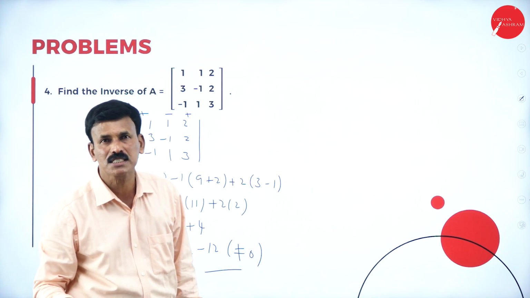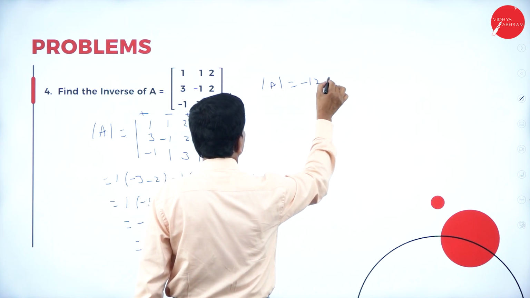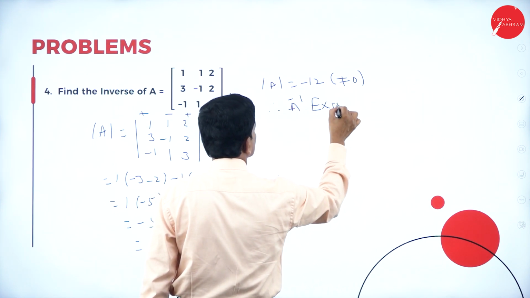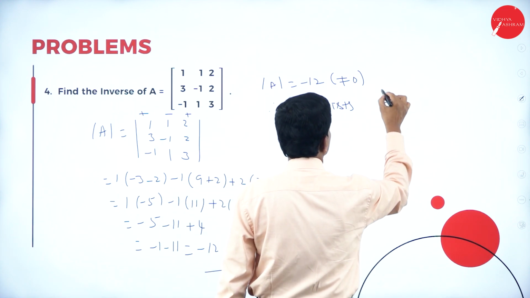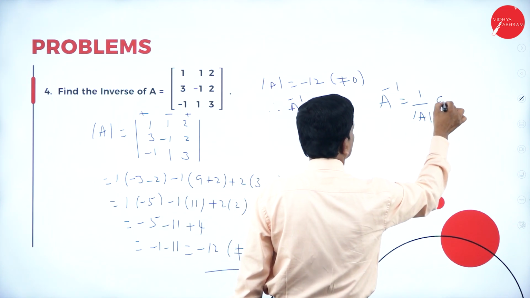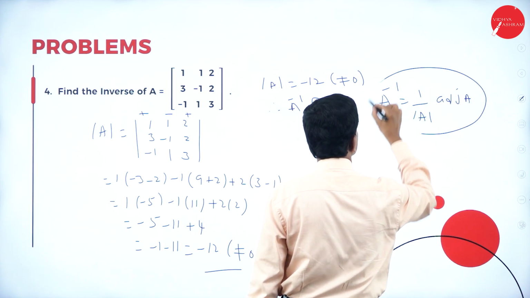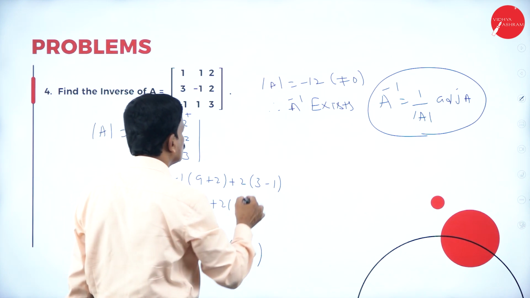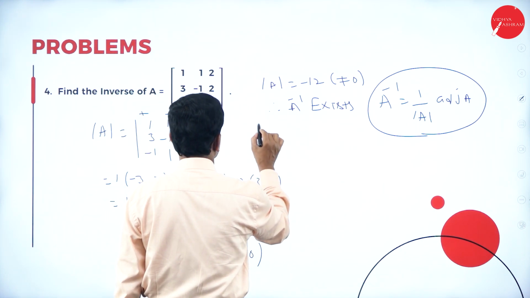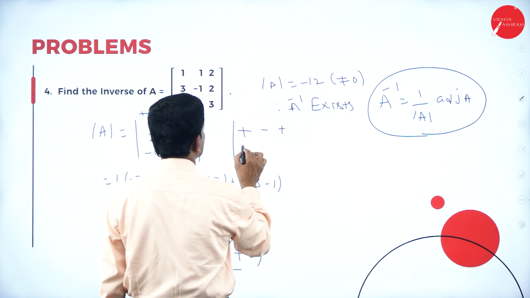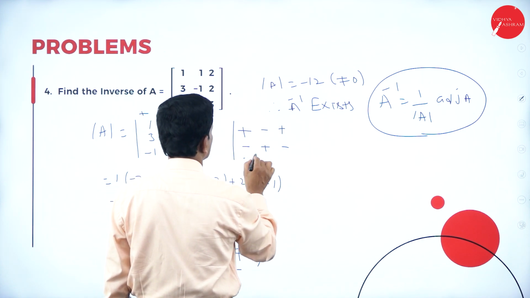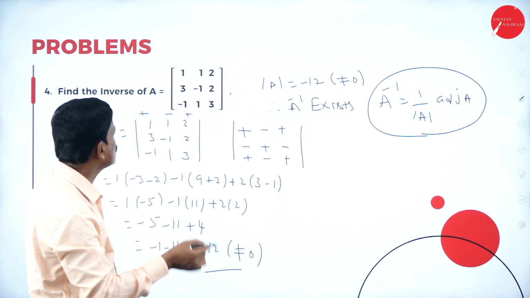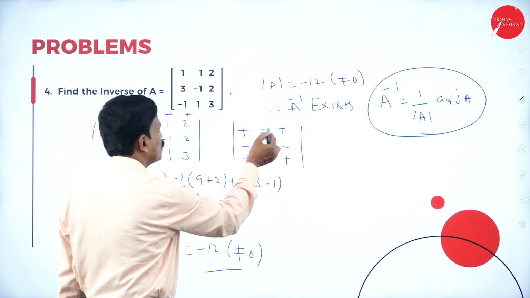Therefore, A inverse exists. And A inverse is given by the formula 1 over determinant of A into adjoint of A. Now go on finding the cofactor matrix. The signs are plus, minus, plus; minus, plus, minus; plus, minus, plus. The principal diagonal and the secondary diagonals are positive, and the remaining are negative.